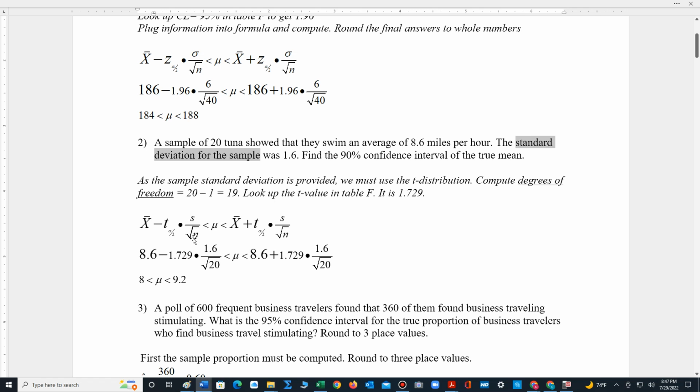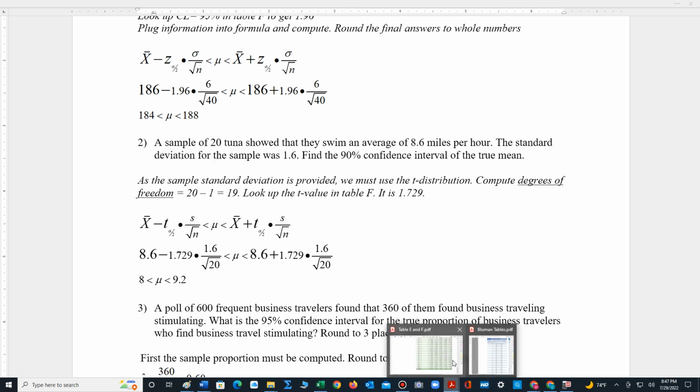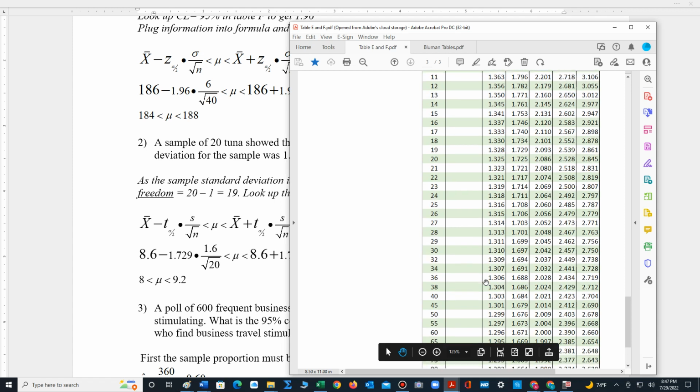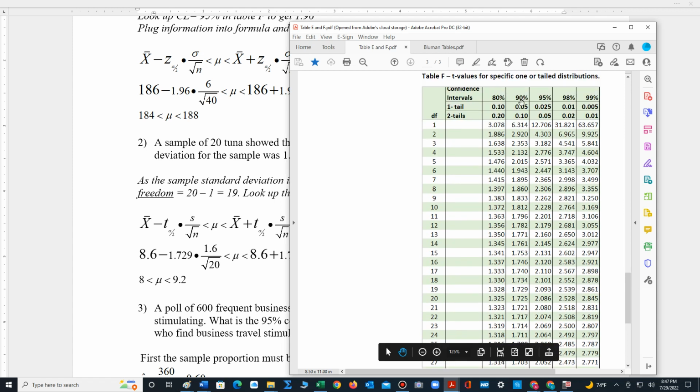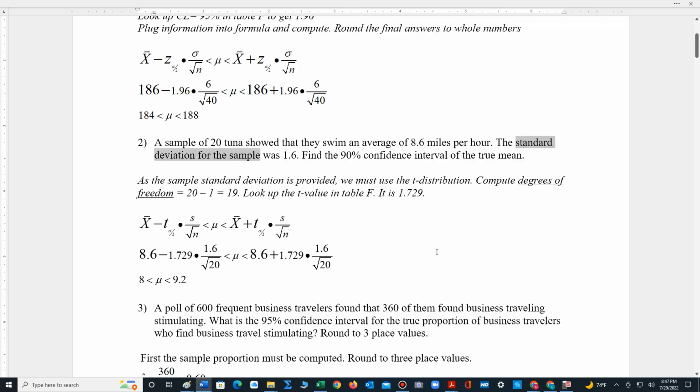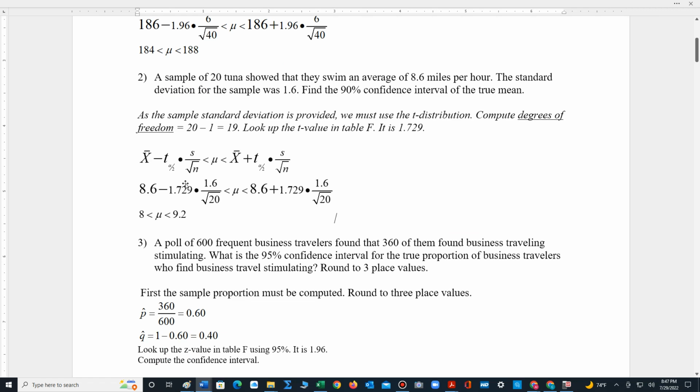To find the t-value, we have to compute degrees of freedom, n minus 1, so 20 minus 1 is 19, and then we look it up in table F, 90%. So we go to 90%, go all the way down to 19, and that's 1.729. And that's what we plug in.